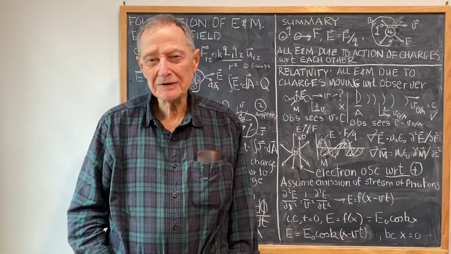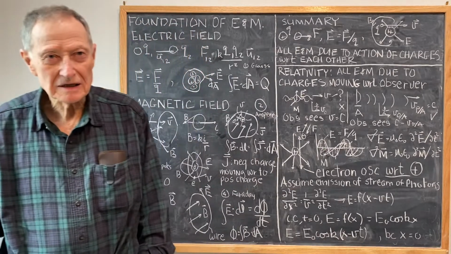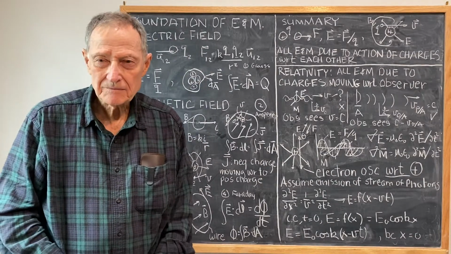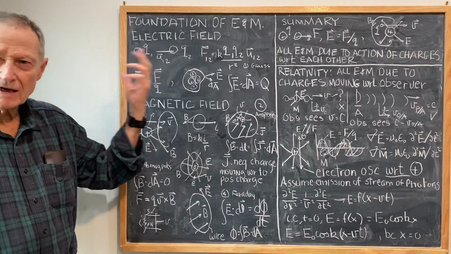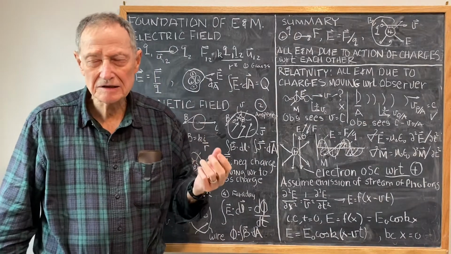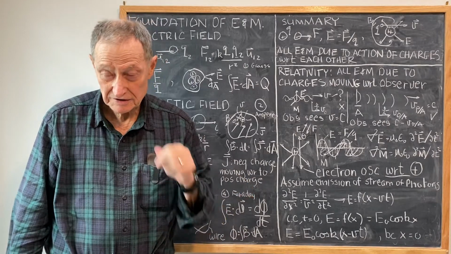Today I'm going to look at relativity from its natural starting point, which is the electromagnetic field. Now, the fundamental elements of electricity and magnetism are charges and moving charges.